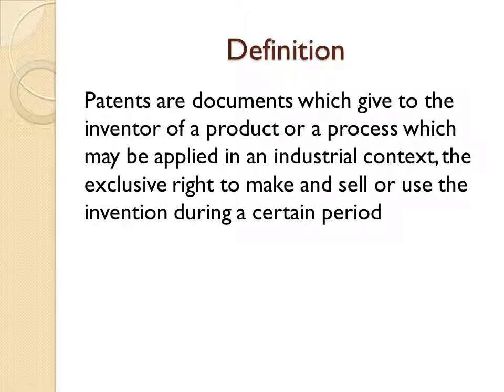So the first thing for us is to define what are patents. And you see that generally patents are documents which give to the inventor of a product or process the exclusive right to make and sell or use the invention during a certain period. See that in this definition we have the term exclusive right, because the owner of the patent is the only person who can make, sell, or use the invention, and is during a certain period of time. After that period of time, that exclusive right will be lost.